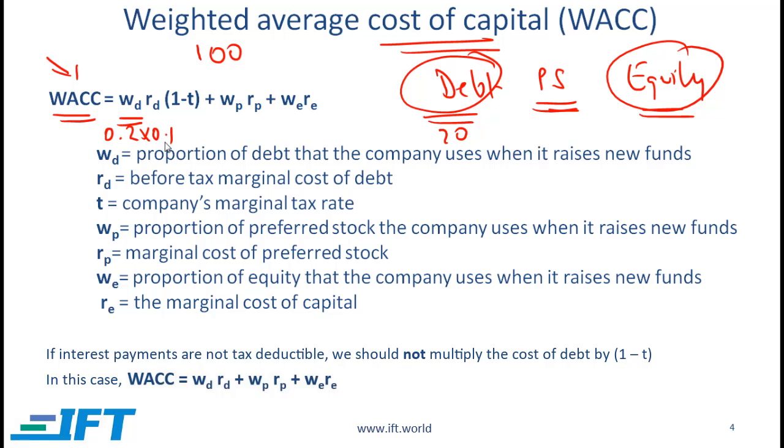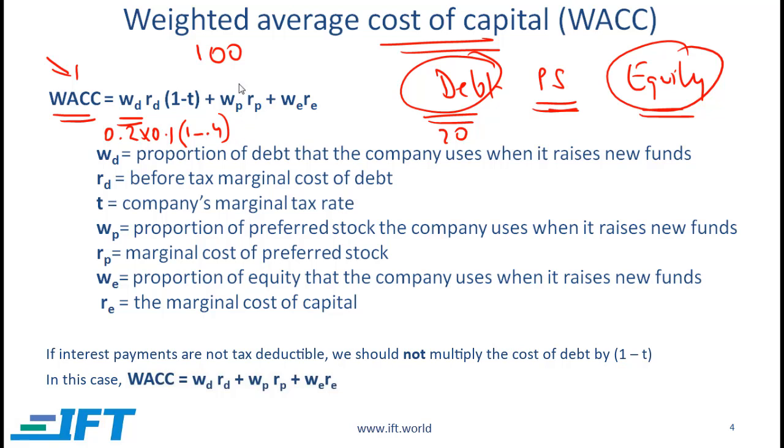The interest paid on debt is tax deductible, so we multiply by 1 minus t, and I'll discuss this in more detail later. So we then multiply this by 1 minus the tax rate. Say the tax rate is 40%, so we multiply by 1 minus 0.4. We do this because interest payments are tax deductible, and we'll discuss this in more detail later.